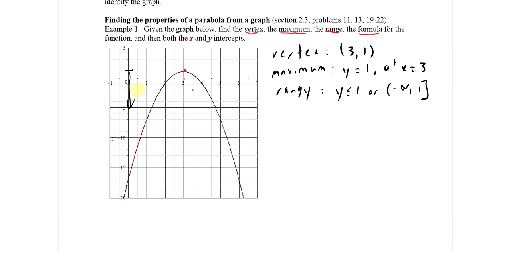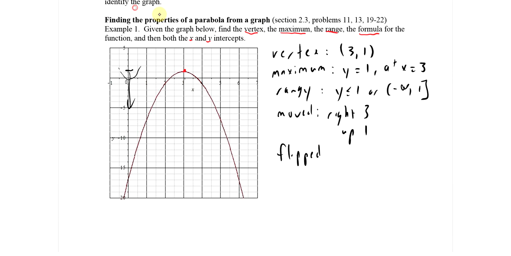What's the formula? Well, we know that it's been moved right 3 and up 1, right? Because the parabola would start here. And if the vertex has been moved over to here, that's right 3 and up 1, it's been flipped, and has it been rescaled? So we know how much has been moved. Right 3, up 1, flipped. How do we tell if it's been rescaled?